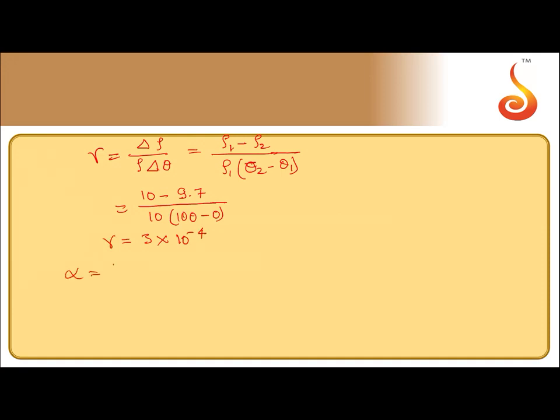So, alpha is gamma by 3. So, that will be 3 into 10 power minus 4 divided by 3, that is 1 into 10 to the power minus 4 per degree Celsius. So, that should be option C.